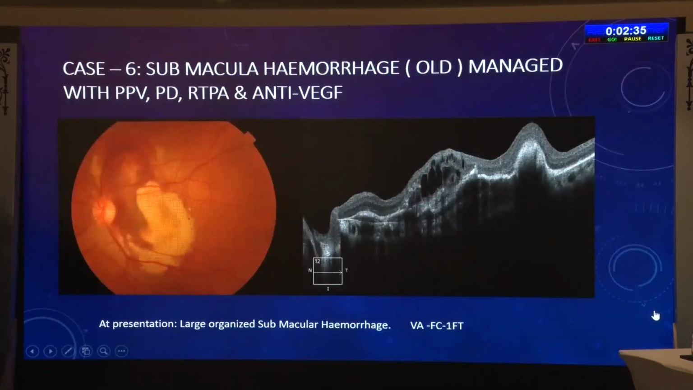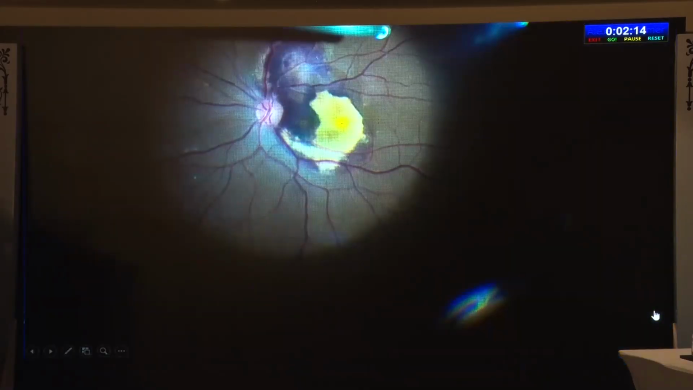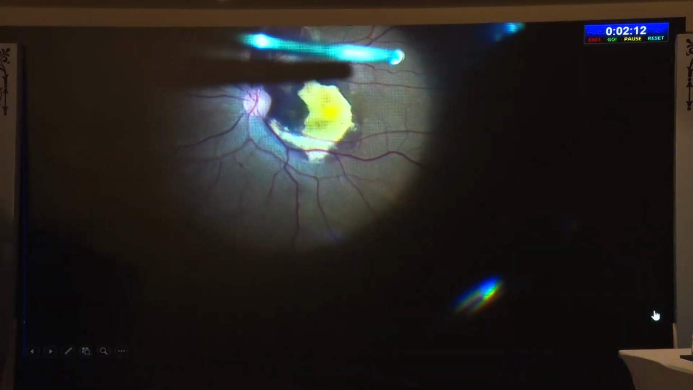Coming to the last case, generally the algorithm is that you should treat within 2 weeks preferably, but this was a case which came pretty late, almost a month after, and as you can see, the hemorrhage has clotted to a major extent, but the patient was very keen that something needs to be done. So we proceeded with this case with the subretinal rTPA.